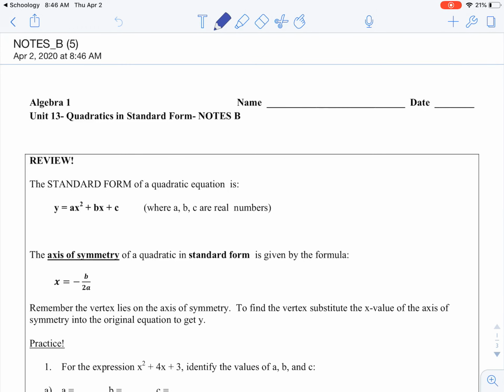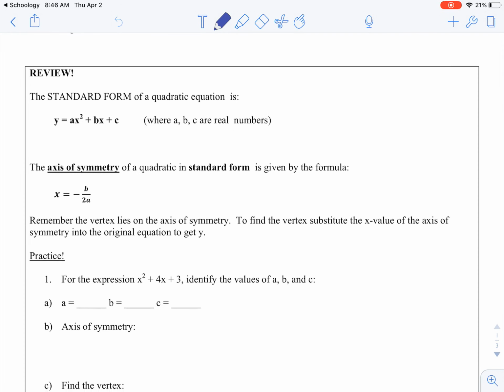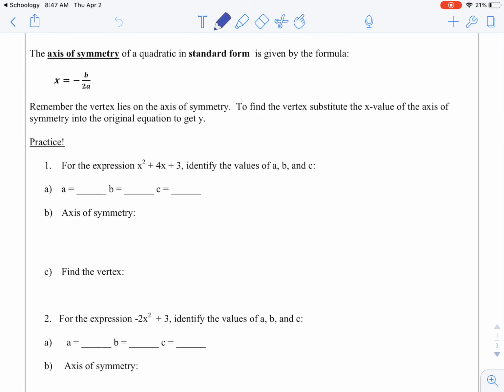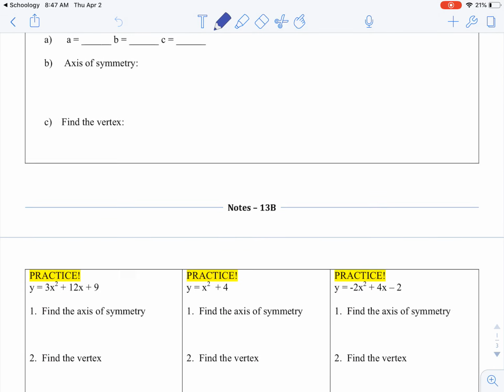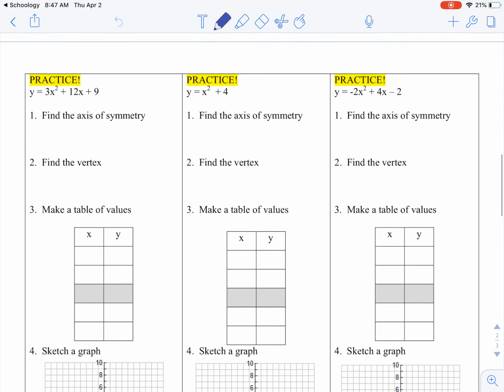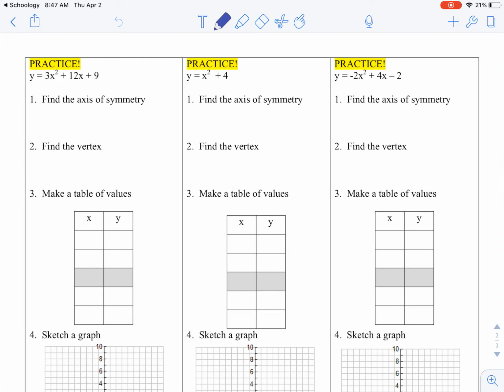All right, we are continuing on Unit 13, and we are on Notes B. So the review, we just went through this with Part 2 of Notes A. So you can always reference that video again to go through that first page. What I'm going to focus on now for Notes B is the second page.